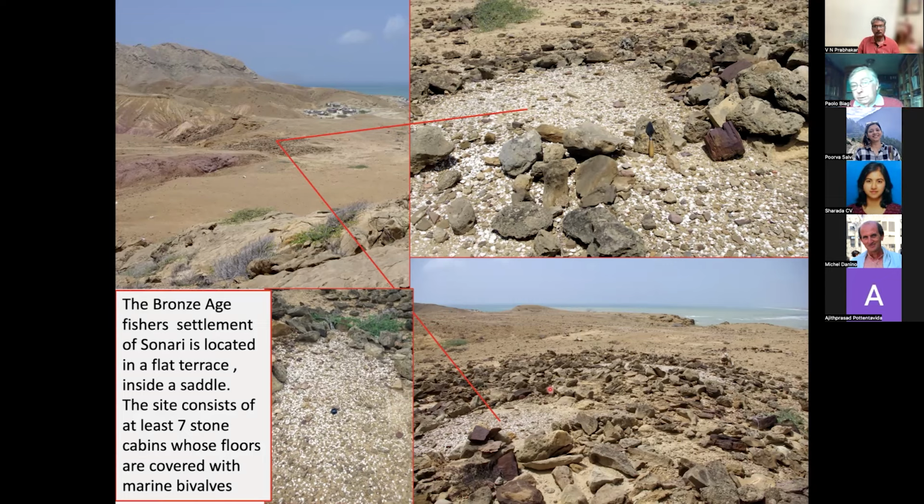And this is something we noted also for Oman, at Ras al-Junayz, for example. Exactly the same orientation, very precise. And the floors, this one is the same thing, over here, over there, there are seven altogether. And the floors are all covered with marine bivalves, Meretrix. And we radiocarbon dated them. And we found some items which are extremely interesting.